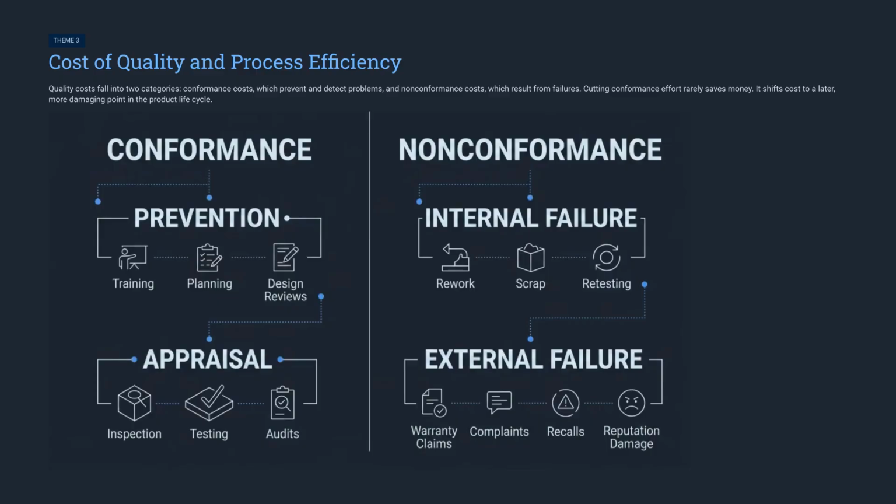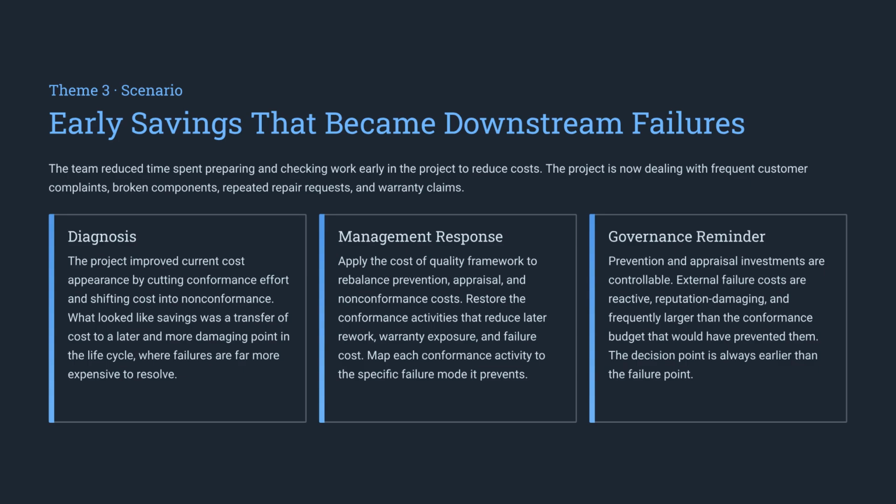Theme 3 covers the cost of quality. It is a common mistake to think that cutting conformance costs saves money. In reality, reducing prevention and appraisal efforts only shifts those costs to later, much more expensive points in the product lifecycle. This scenario illustrates how early savings often become downstream failures. By reducing upfront preparation, the project incurred massive external failure costs. The fix is to restore those conformance activities, mapping them directly to the specific failure modes they prevent.